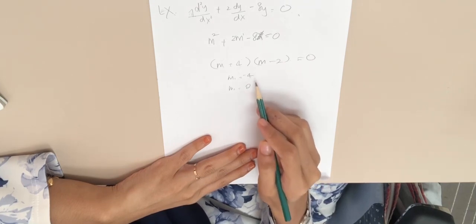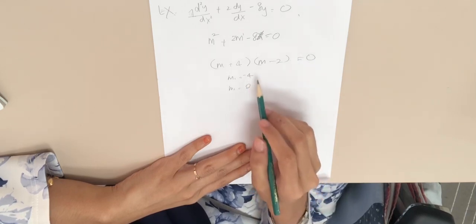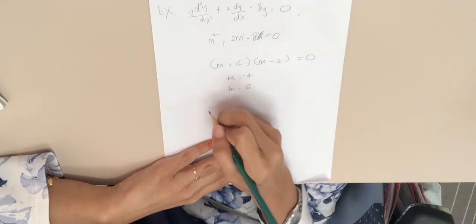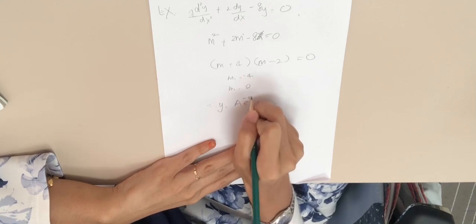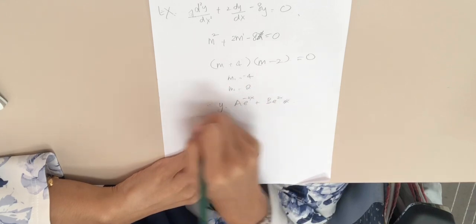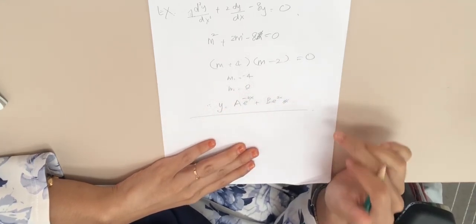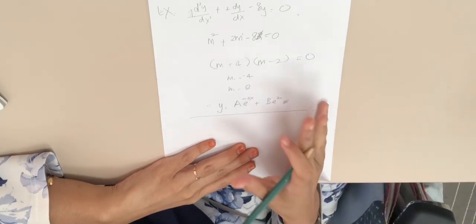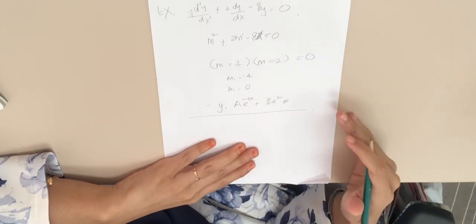Is it repeated or is it distinct? Yes, it's distinct, right? These two are different numbers. So therefore, your answer is real and distinct. So therefore, your equation will be A e^(-4x) plus B e^(2x). So here the answer, this is your general solution. Okay, easy, simple. This one is so simple. You just refer to your table, then you can get the answer directly.